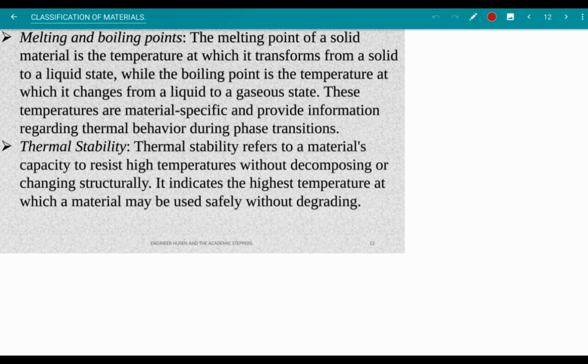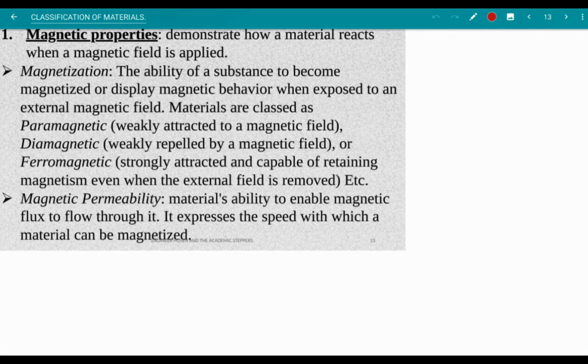Let's understand that. Another example we have is thermal stability. Now, this refers to the material's capacity to resist high temperatures without decomposing or changing structurally. It indicates the highest temperature at which a material may be used safely without degrading. So, what I've mentioned are mostly the examples of thermal behaviors that we have. The next property we need to understand is magnetic properties.